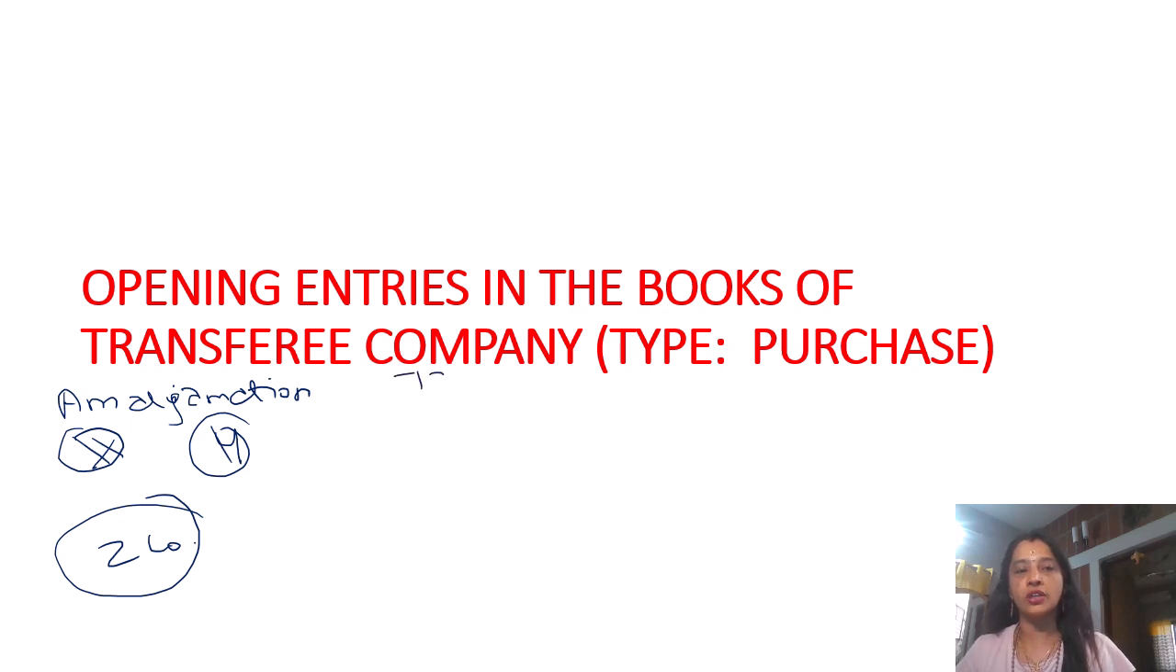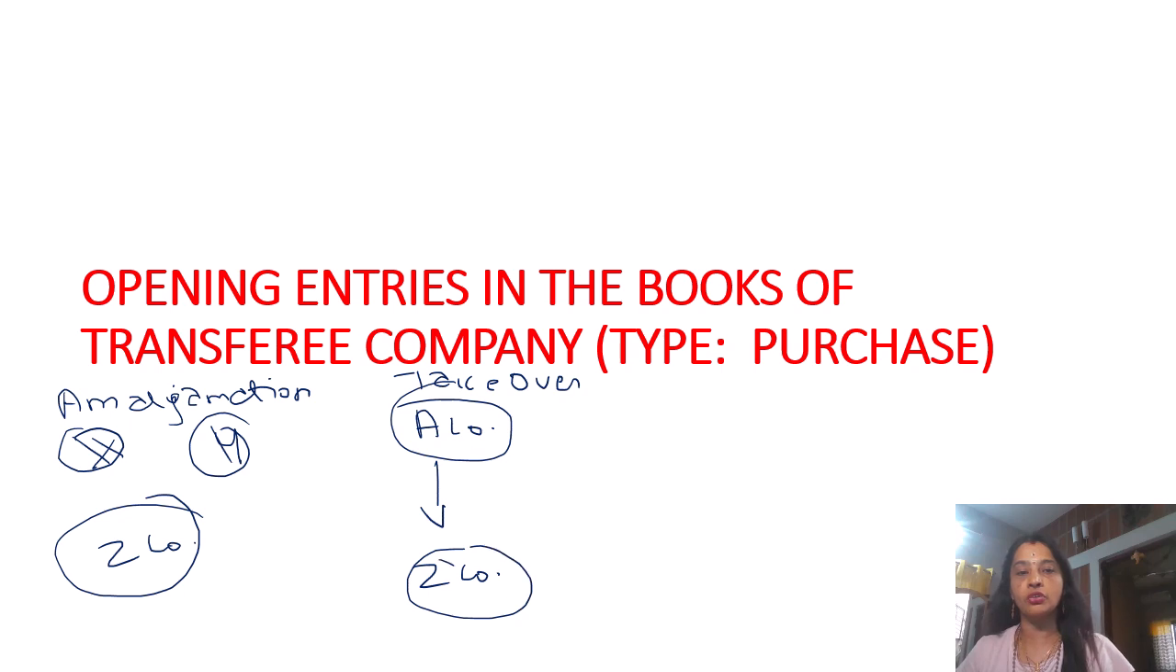If it is taking over, one big company, A company, will take over a smaller company, Z company. So A company will not close, only Z company will close. Same with acquisition. They are used synonymously. Acquisition, taking over, acquisition or absorption. So here we pass closing entries in the books of Z, opening entries in the books of A if it is takeover or acquisition or absorption.